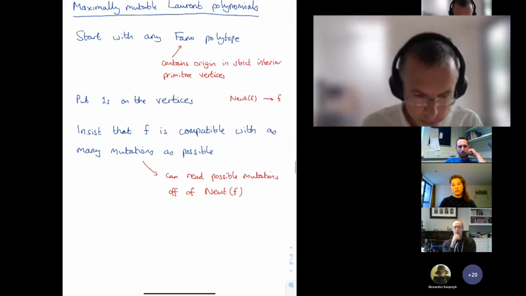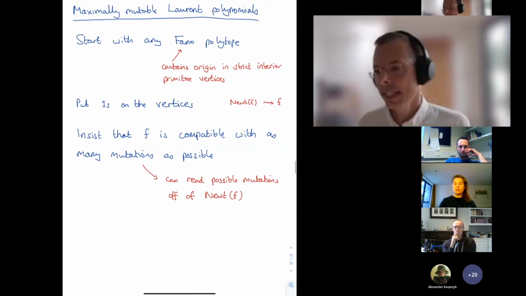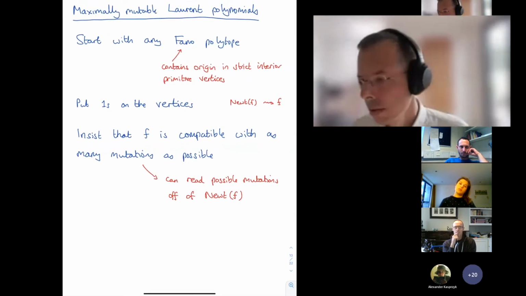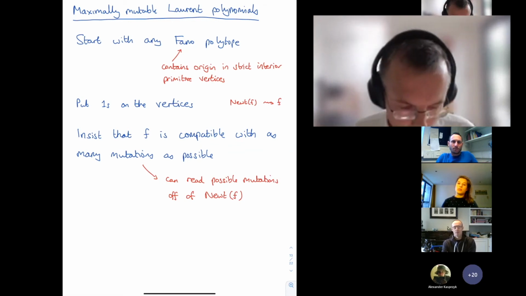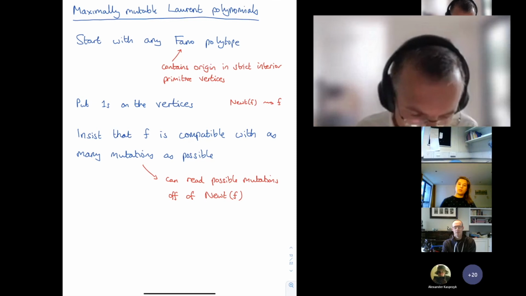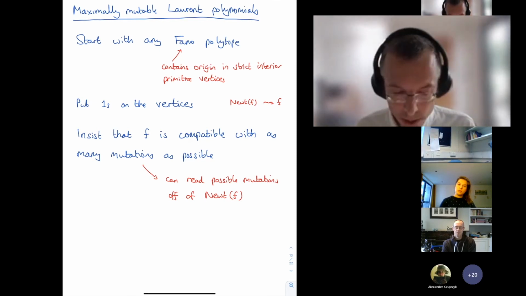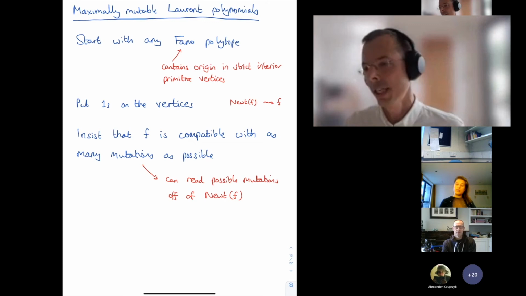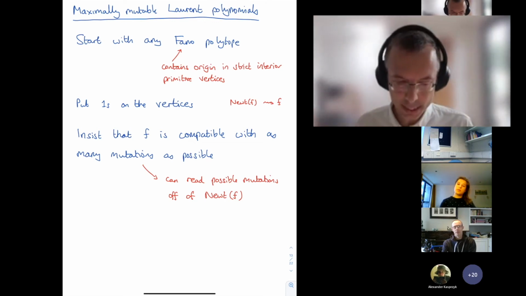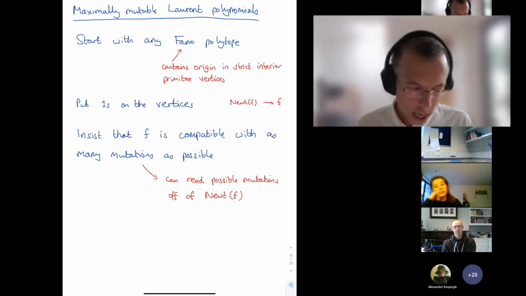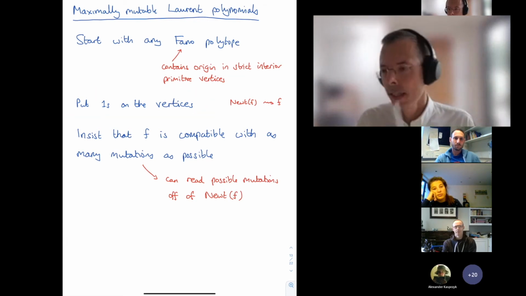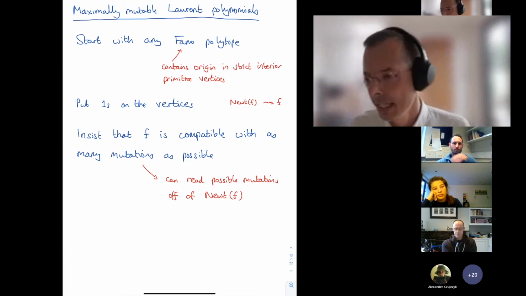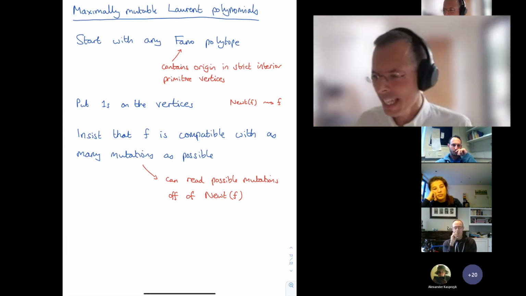Okay, so what I want to describe today is an ansatz which works in any dimension and is free of those drawbacks. So what we're going to do is start with any Fano polytope. That means the origin is in the strict interior of the polytope and the vertices are primitive. We put 1s on the vertices, insist that the coefficients at each vertex are 1. Is it clear what I mean by put 1s on the vertices?